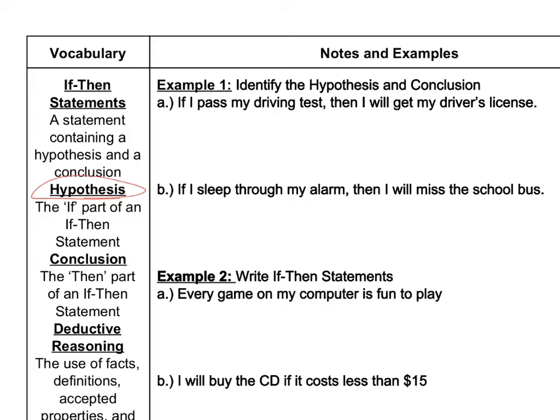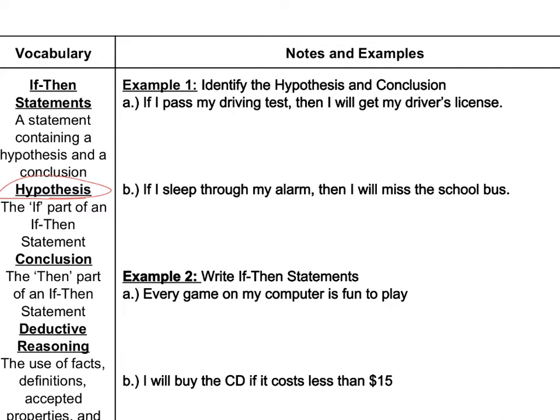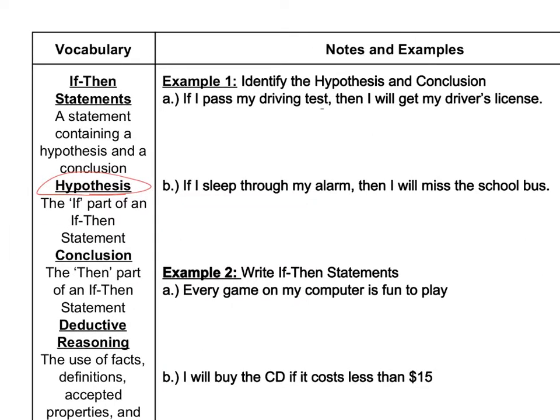In this first example that we see here, we just want to identify what is the hypothesis and what is the conclusion. So on letter A here, if I pass my driving test, then I will get my driver's license. If I pass my driving test, this is our hypothesis. And then the second part, if you look back over here in the vocabulary, is a conclusion, and that's the then part. So if I pass my driving test, well then obviously, I will get my license.